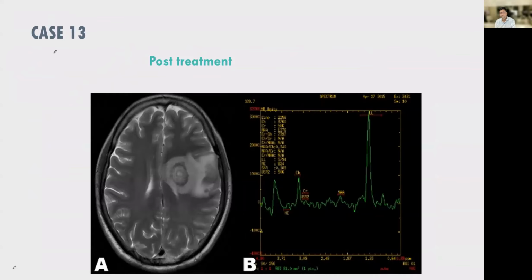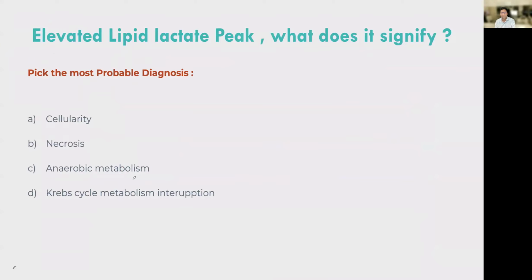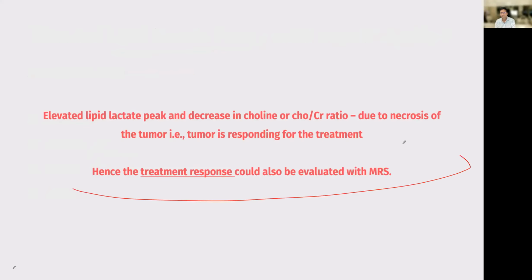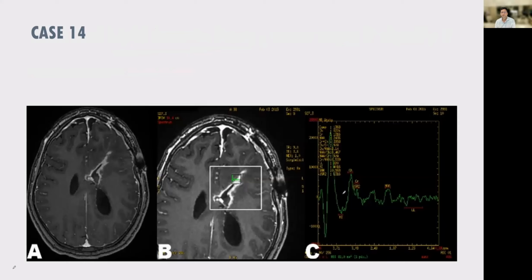And again, that fungal abscess case, this is post-treatment. There was lipid lactate elevation. So what does the lipid lactate peak say? Yeah, B, necrosis. So that is the answer. Hence, treatment response could also be evaluated by MR spectroscopy.